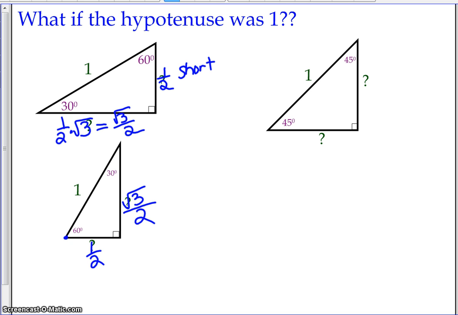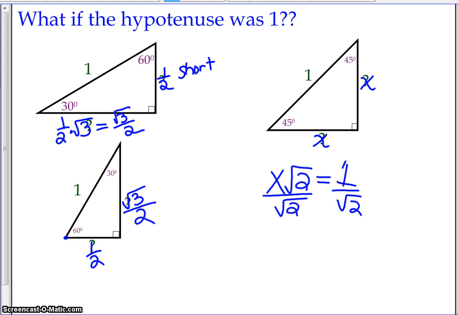In the 45, 45, 90, that was a little bit tougher because whatever we had here was the same. And then when I took it times the square root of 2, I got my hypotenuse. Now we want our hypotenuse to be 1. Well, if I divided both sides by square root of 2, I would get here that x equals 1 over square root of 2. Now, if we're going to keep using this over and over again, we really should rationalize the denominator. We should multiply by square root of 2 over square root of 2.